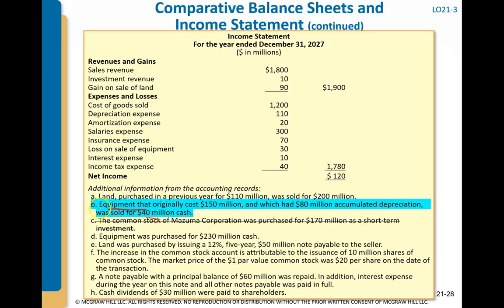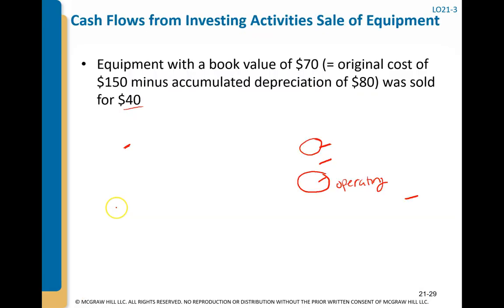Okay, well, back to our additional information. Now we've done this item D. Let's look at item B. It also has to do with equipment, and it says equipment that originally cost $150 million and which had $80 million accumulated depreciation was sold for $40 million cash.